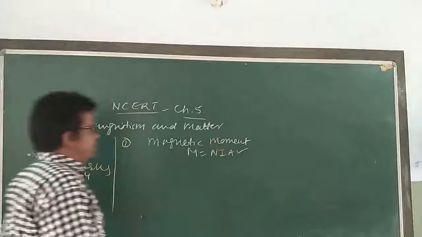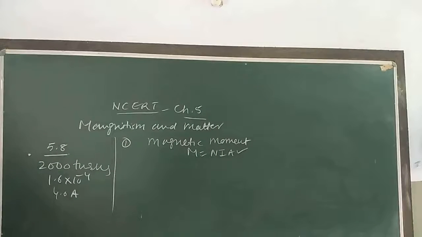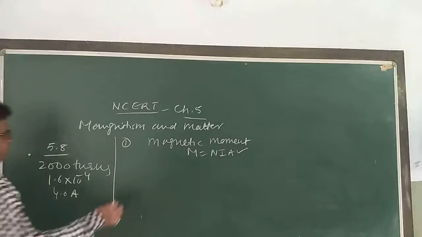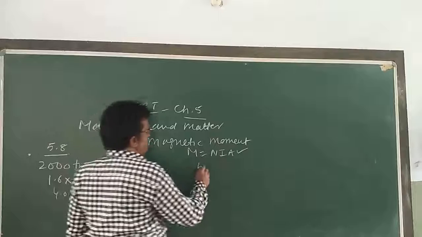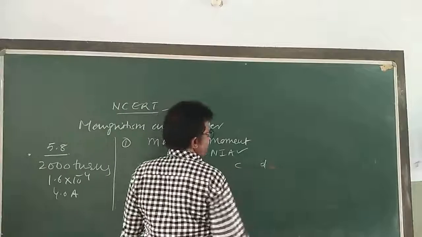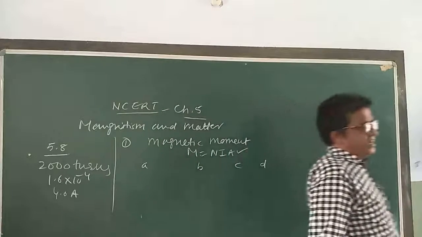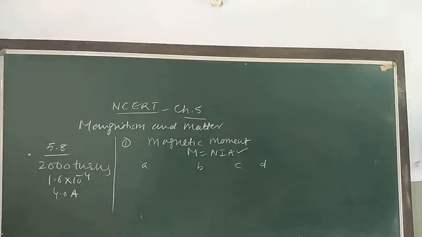N is the number of turns, I is the current, A is the area of cross section. This is question number first. Four options may be given, out of which one option is correct. So you can write the answer of one question. This question may be called a case study question, in which what is the direction of M?